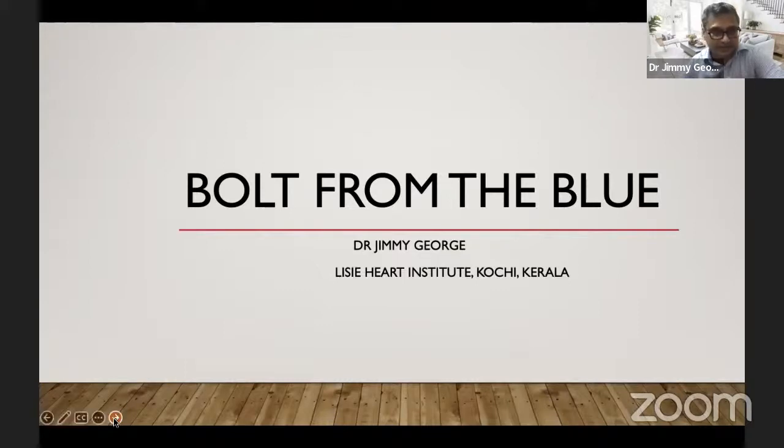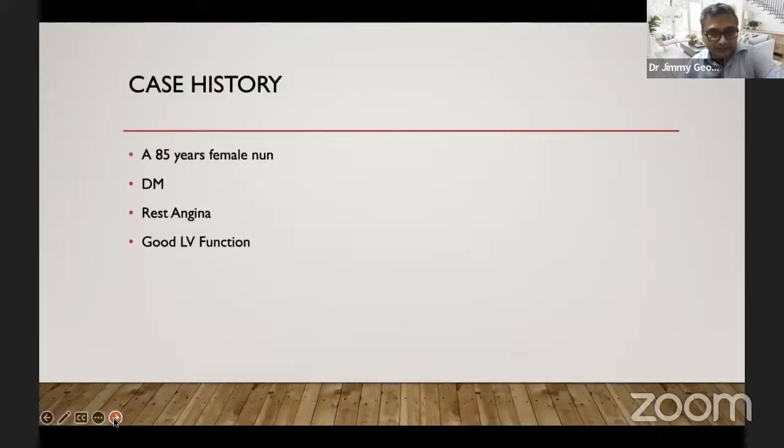So my patient is an 85 year old female nun. She's diabetic. She presented with exertional chest discomfort for a few weeks, which progressed to rest angina for 1 week, with no significant ECG changes or wall motion abnormality and a fair LV function.